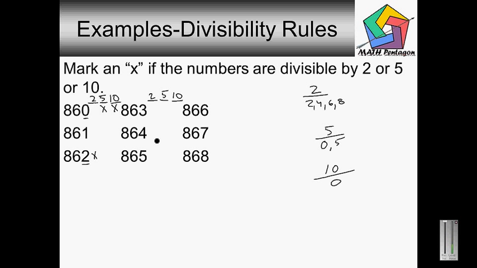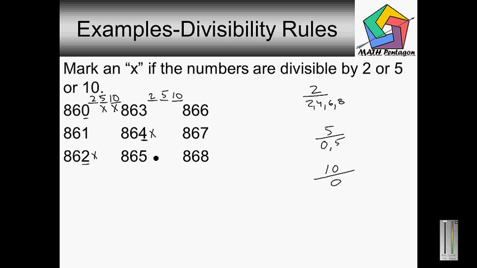For 864, is it divisible by 2? Yes, because 4 is an even number, so you put X here. Is it divisible by 5? No, because it doesn't end in 0 or 5. And is it divisible by 10? No, because it doesn't end in 0. So you just put X underneath the 2.